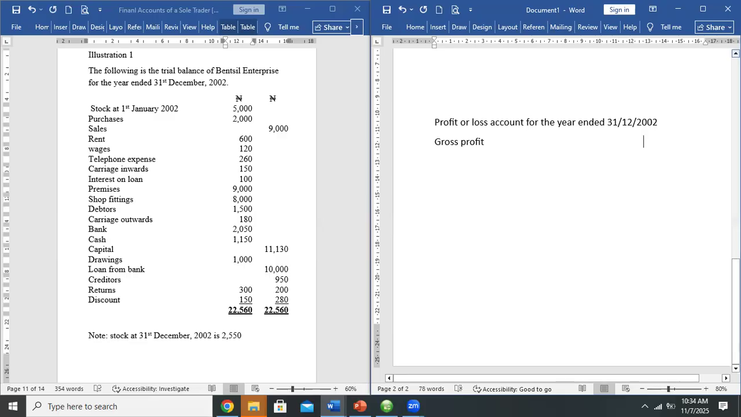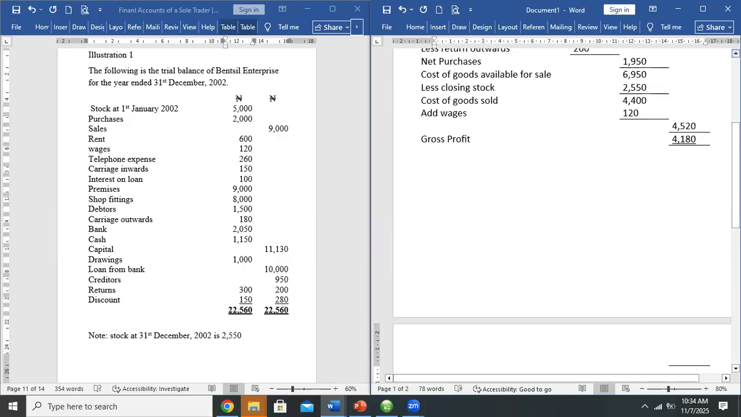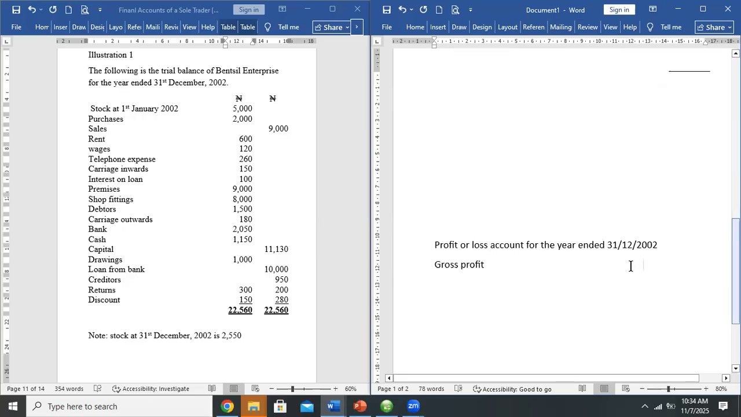So somebody would ask, do you always have to prepare your trading account before you can prepare your profit and loss? The answer is a big yes. If you don't prepare your trading, you cannot prepare your profit and loss account because you need the gross profit or loss. Okay, so that is 4,180. Then we add the other income.